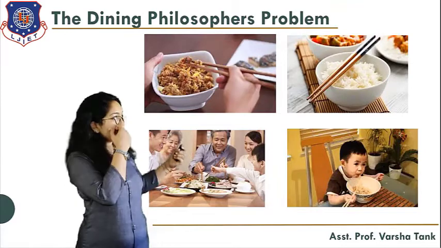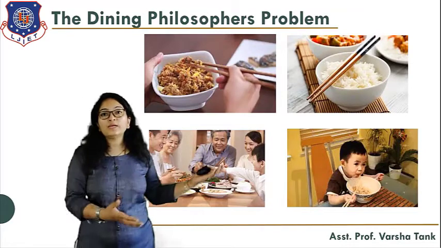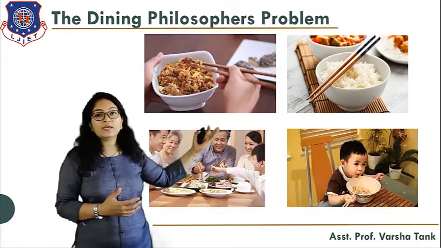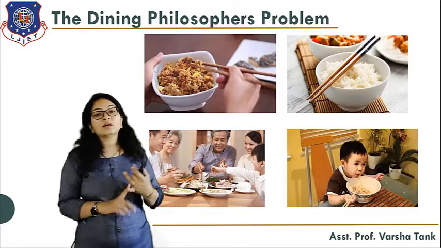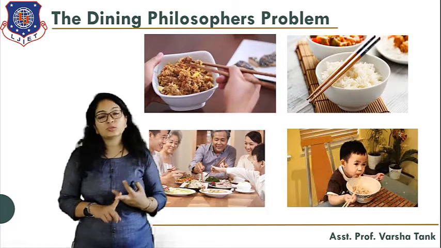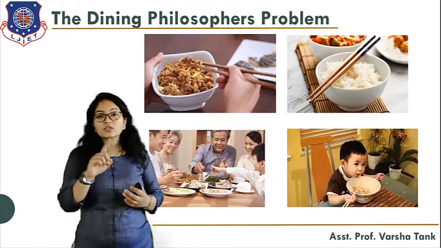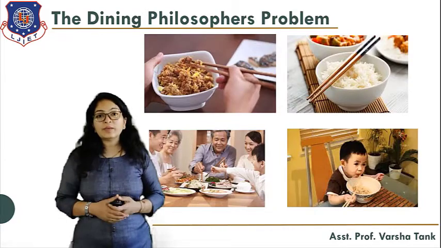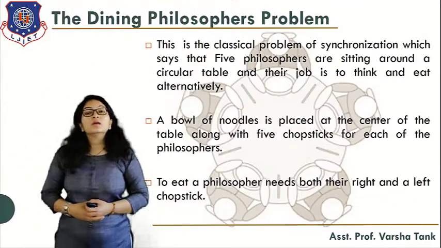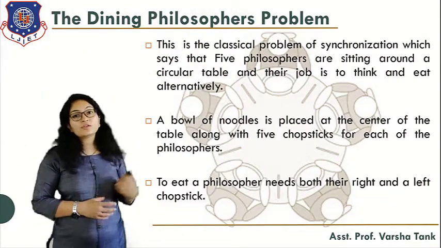Okay, and here I have taken the example of how to eat with chopsticks. So here you can see the person requires 2 chopsticks to eat the meal. Using just 1 chopstick, it is not possible to eat the meal. So what is the dining philosophers problem?